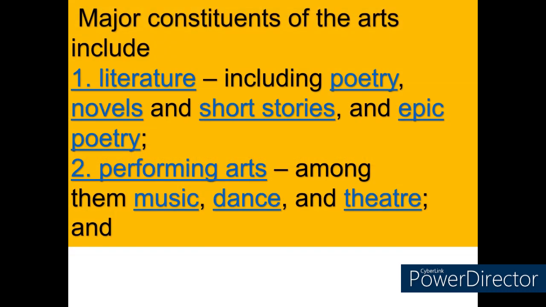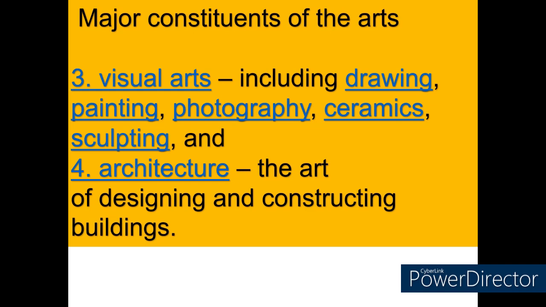We have different major constituents of arts. Number one is literature. It includes poetry, novels, short stories, and epic poetry. The second one is performing arts. Among them, we have music, dance, and theater. The third constituent is the visual arts. It includes drawing, painting, photography, ceramic sculpting, and the last one is architecture. It is the art of designing and constructing buildings.